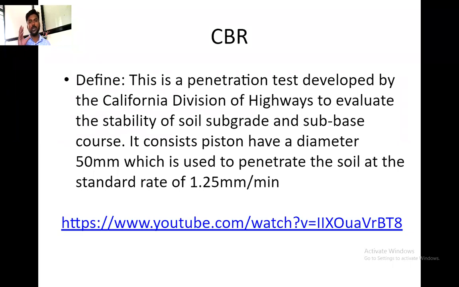Because whenever we are going to study anything or any test, before or after studying that test, we should know why to study it. Why does this test need to be studied, what are the outcomes of this study, how is this test to be carried out, and after conducting this test, what should the result values be. That we need to understand. So we'll see now the CBR test.